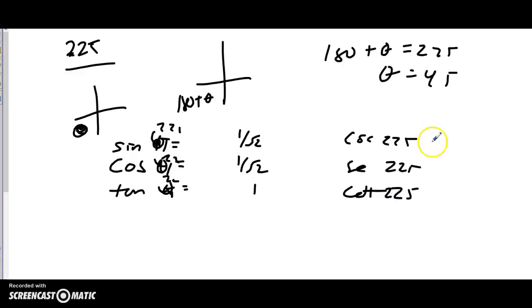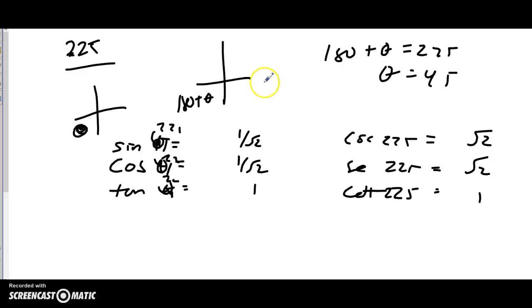And these aren't the right answers yet, so hold up. And I want to figure out what these guys are. Well, sine of 225 is 1 over root 2. Well, the cosecant is the reciprocal of that, or root 2 over 1, or just root 2. Same with this, that's root 2, and then flip 1 to get 1.